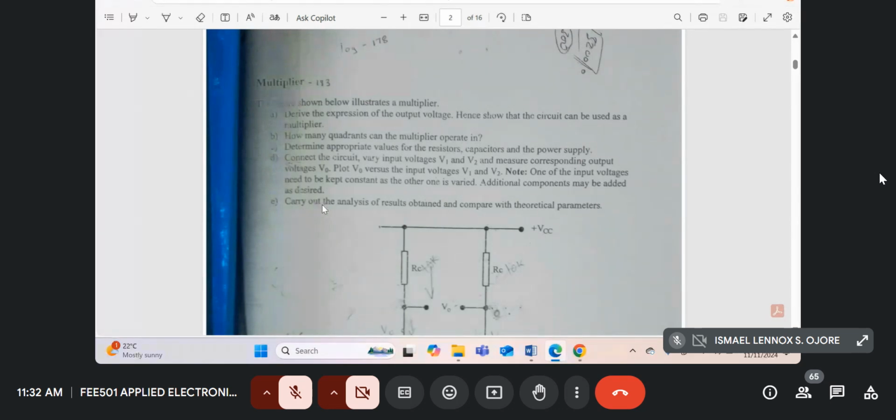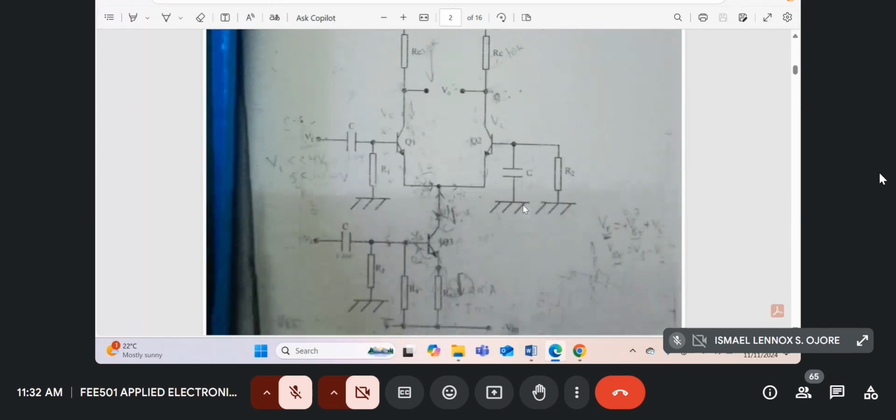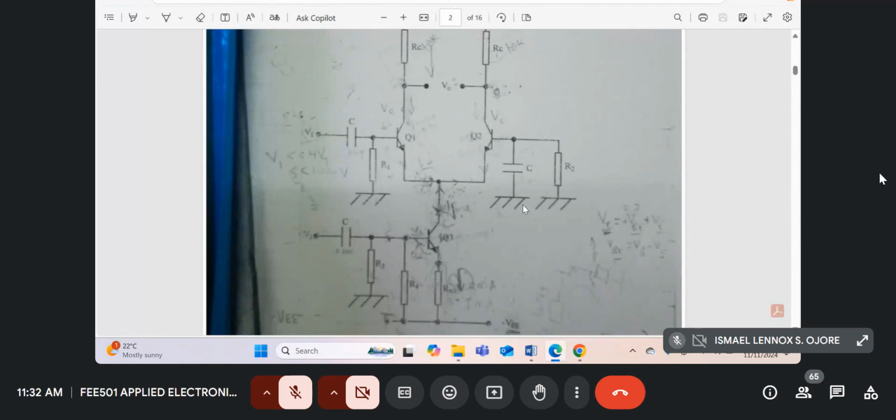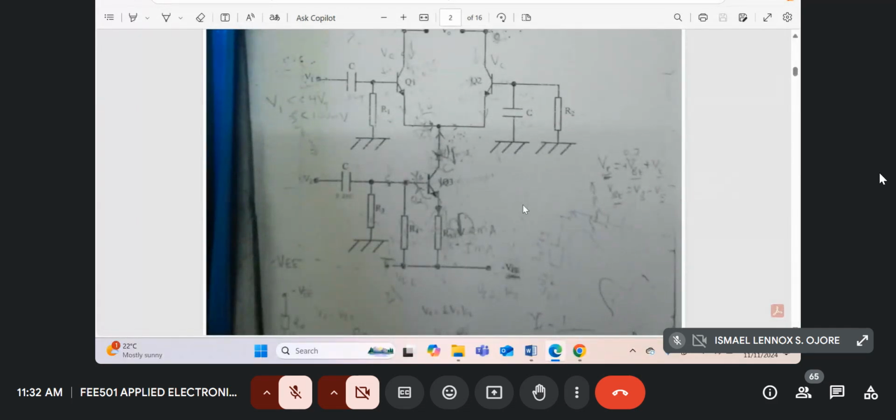Then part E, carry out the analysis of the results obtained and compare with the theoretical parameters. The second last part can only be done if the second signal put over here is a DC without a capacitor. Otherwise, once you put a capacitor here and another capacitor at the input of the first one, you're going to have a four quadrant multiplier.